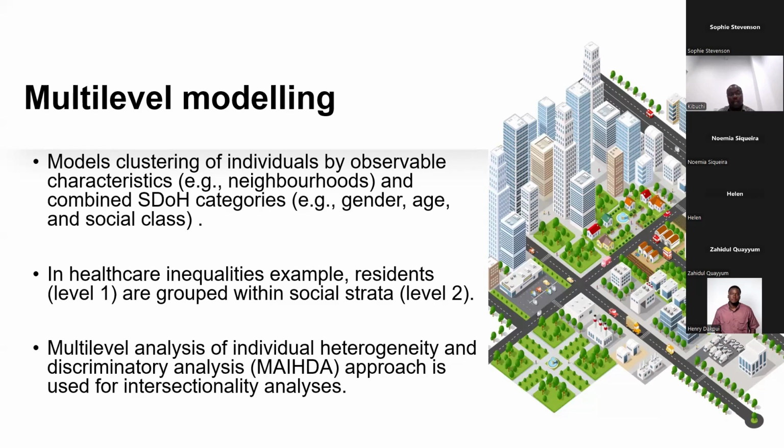And in the example I provided about healthcare, mostly you group the people as level 1, and then the social strata as level 2. So the next slide, I will be covering the main aspect of this seminar, which is multilevel analysis of individual heterogeneity and discriminatory accuracy, and how it's used in intersectionality analysis. But the whole rationale of it lies in using this approach of multilevel modeling.